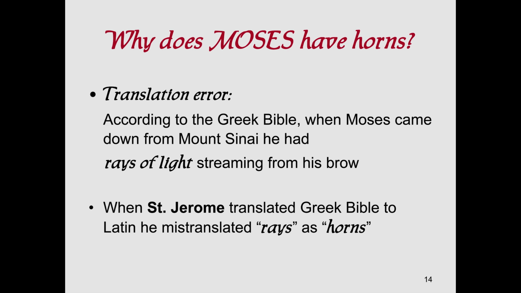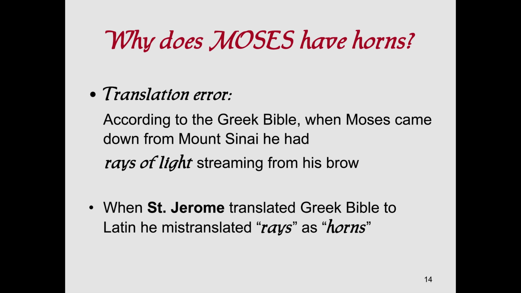Okay. Jerome is translating from Greek into Latin, and he makes a mistake. Even saints aren't perfect. In the Bible, it says that when Moses came down from Mount Sinai, after he's spoken to God in the burning bush, there are rays of light streaming from his brow. Except evidently the word for rays in Greek looked a lot like the word for horns. And St. Jerome translated the word rays as horns in Latin.